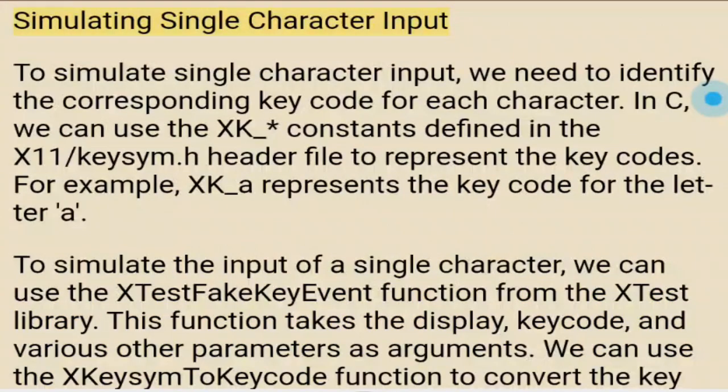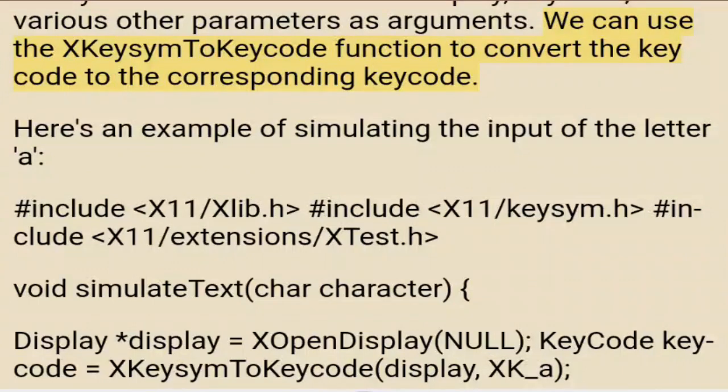Simulating single character input. To simulate single character input, we need to identify the corresponding key code for each character. In C, we can use the XK_* constants defined in the X11 keysym header file to represent the key codes. For example, XK_a represents the key code for the letter A. To simulate the input of a single character, we can use the XTestFakeKeyEvent function from the XTest library. This function takes the display, keycode, and various other parameters as arguments. We can use the XKeysymToKeycode function to convert the key symbol to the corresponding keycode. Here's an example of simulating the input of the letter A.